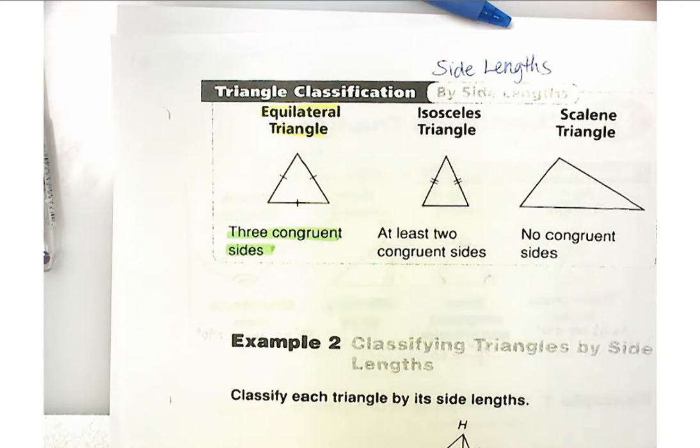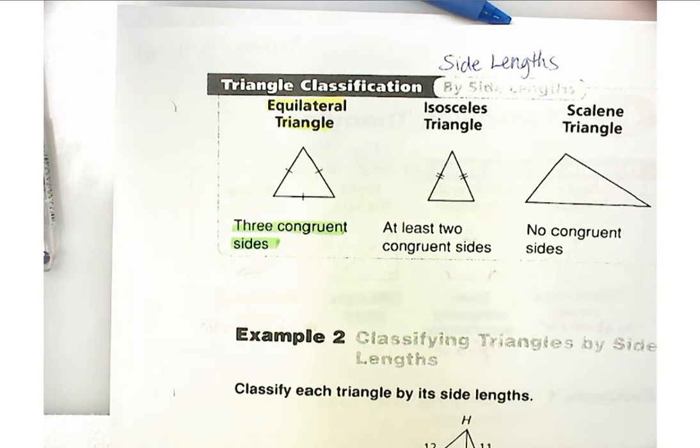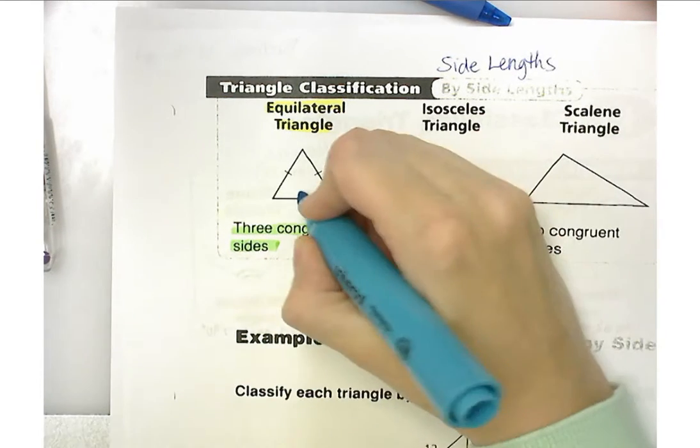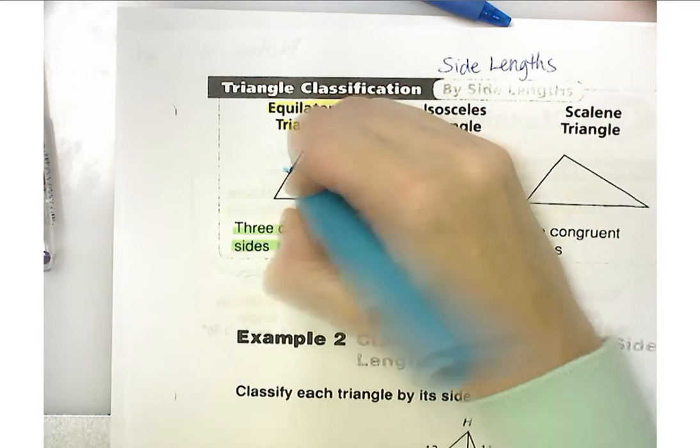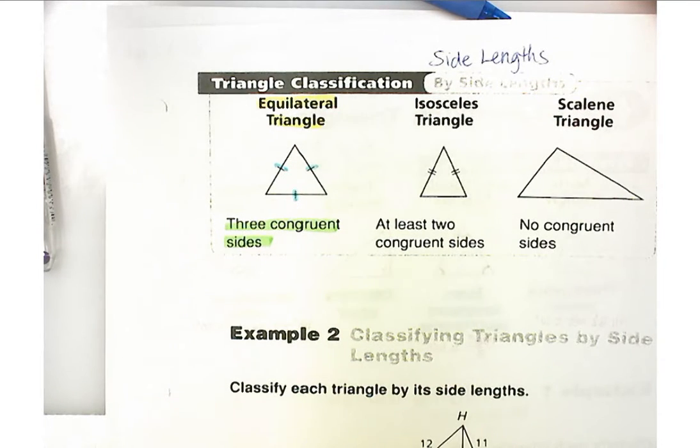Yeah, so it's going to depend on the number of lines on each side. So each of these sides have one line. That's one way you can show it's congruent. The other way you might see it is they might actually give you the side lengths, and then you'd see that the side lengths are the same.